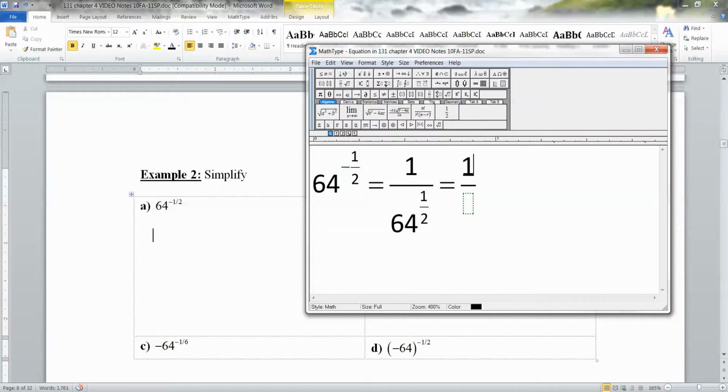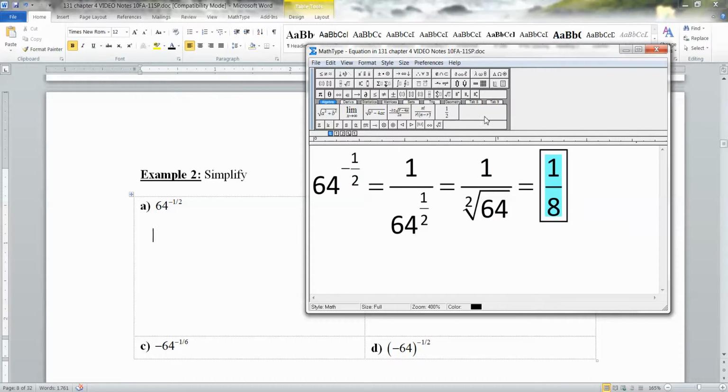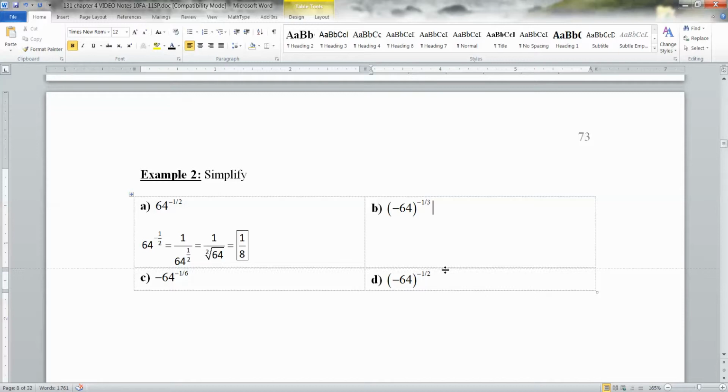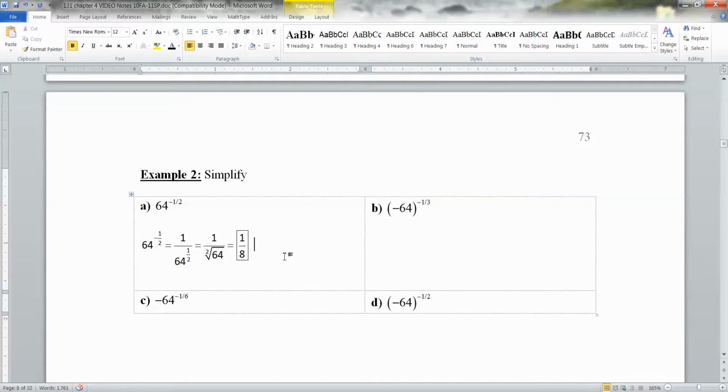Okay, but 64 to the 1/2 is really the square root of 64. Again, usually we don't even bother with the 2, but I'm just putting it in there for your notes, so you can keep it clear. And the square root of 64 is 8, right? Remember, the square roots are along the diagonal of your times table. So if you know your times table, you know your square roots because they are the diagonals of a times table.